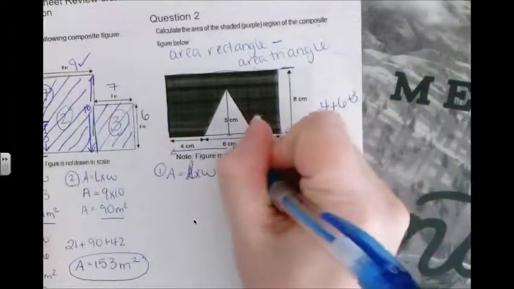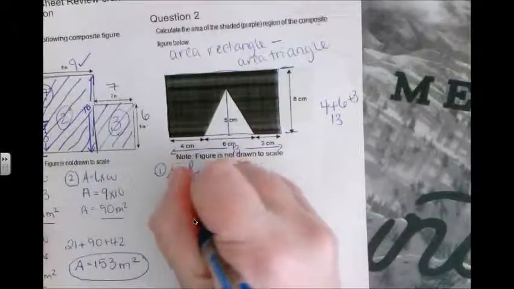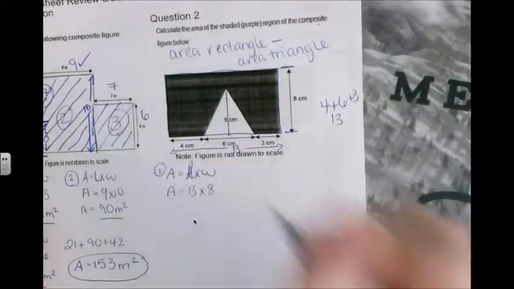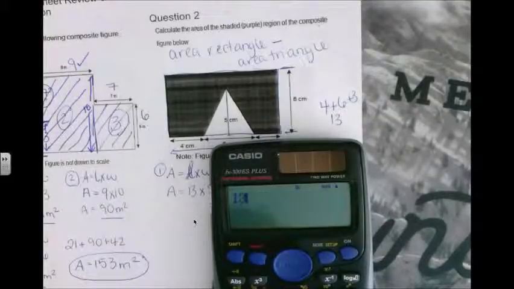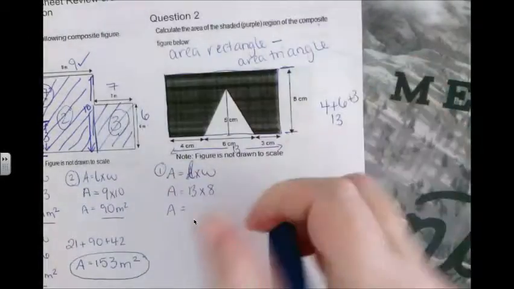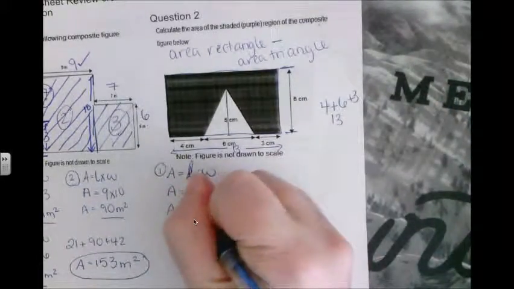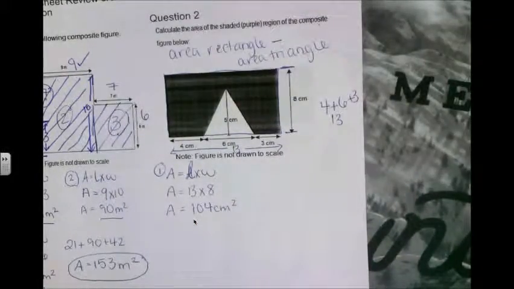All right, so we have 13 and 8. So here my length is 13, my width is 8. Again, you are allowed to use a calculator, so you do 13 times 8 equals 104. In that case, the units were centimeters, so it's 104 centimeters squared for the rectangle.